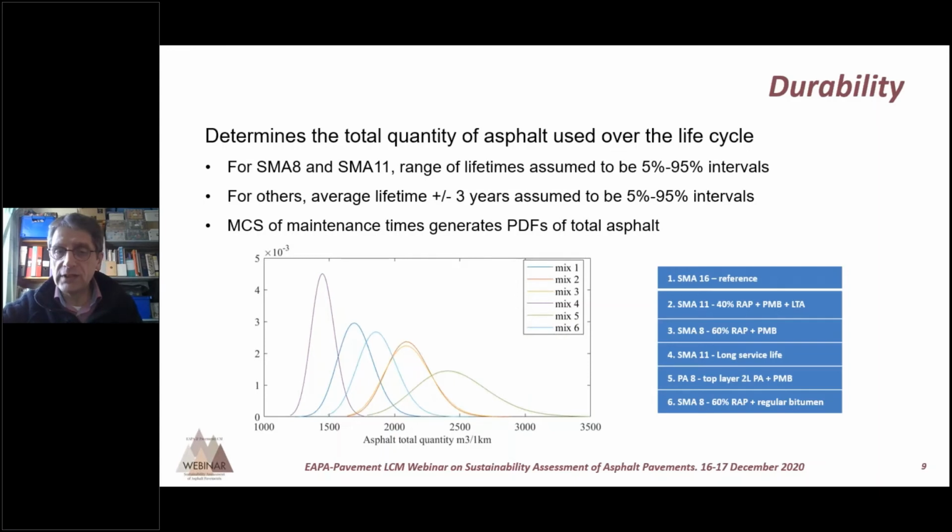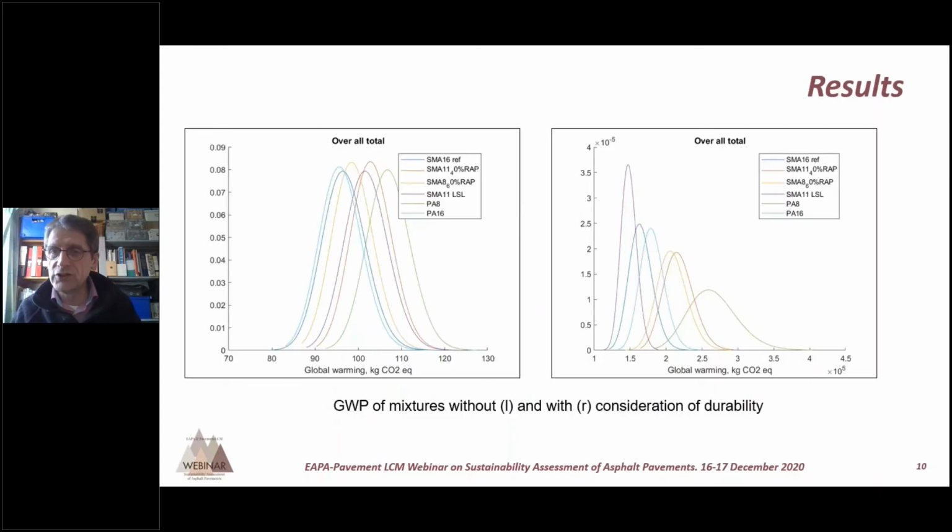Now then, we've got probability density functions for the durability as well as for the data uncertainty, and we can combine those to give some uncertainty results. On the left-hand side here, I've chosen global warming potential of the 6 mixtures. So now the central estimates as predicted by the cradle to gate LCA, and the uncertainty associated with each of those based upon the data uncertainty, and then on the right hand side adding the uncertainty associated with the durability for the cradle to grave analyses.